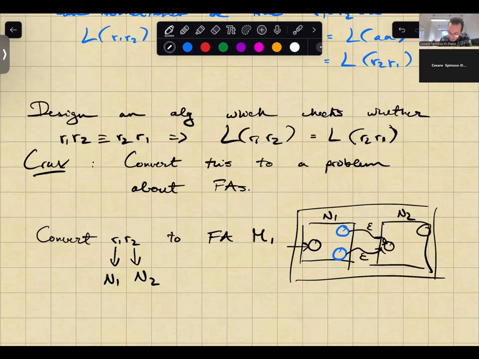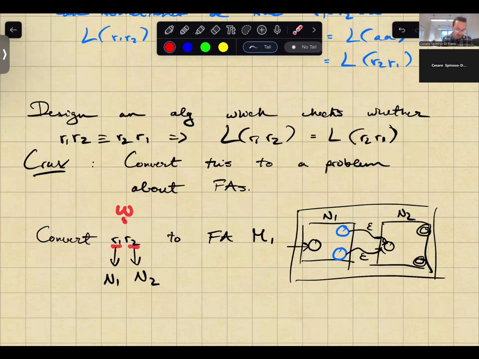And then you're keeping the accept states in N2, right? So then let's start from the regular expression logic. If I have a string W that matches R1 R2, then what does that mean?